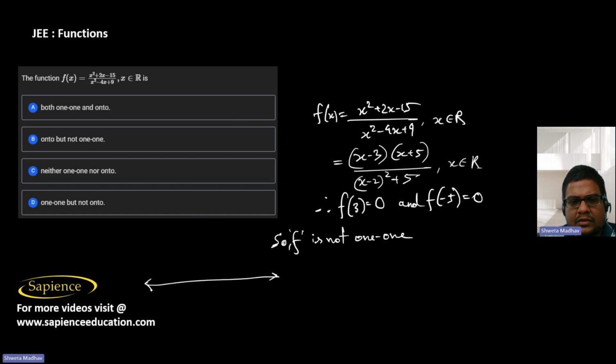Now for x more than 3, it will be positive, and for x less than minus 5 also it will be positive, and from minus 5 to 3 it will be negative. So the minimum value of the function will come somewhere in between minus 5 and 3.